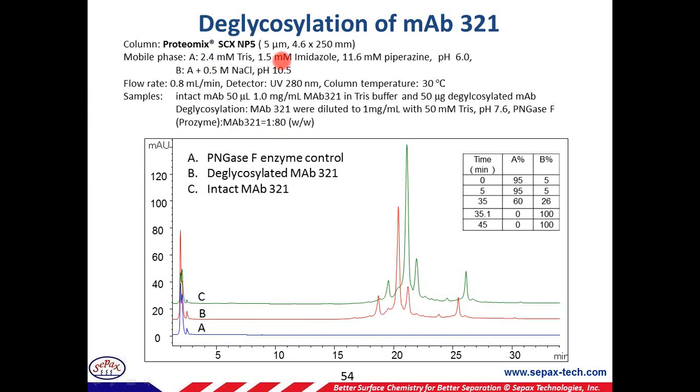For this we used a CEX MP5 and the pH salt gradient. We think the shift is really due to the removing of the glycosylation. The asparagine got converted to aspartic acid, so you introduce more acidic species. It came out earlier than the intact mAb.